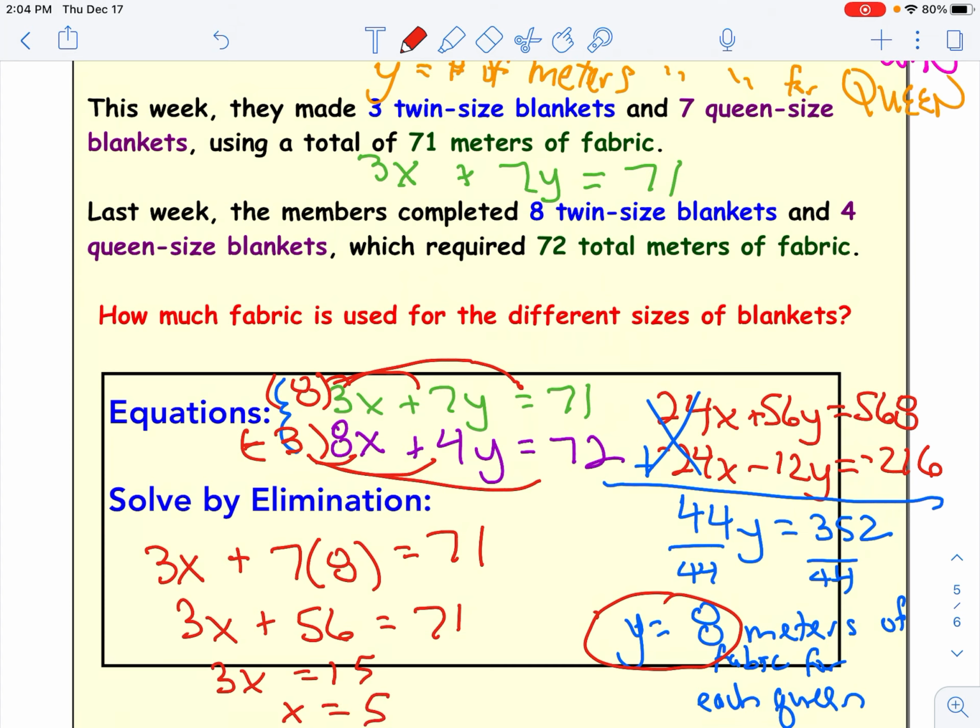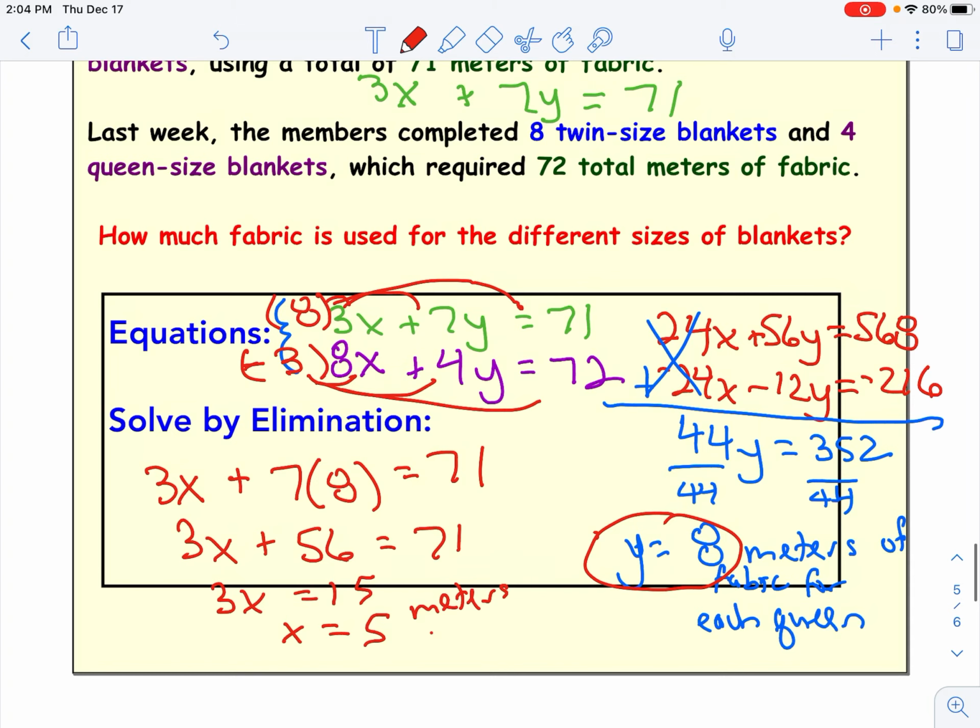So 5 meters of fabric for each twin size blanket. So this is, again, another example of a system of equations application. This is the end of our day 8 lesson.